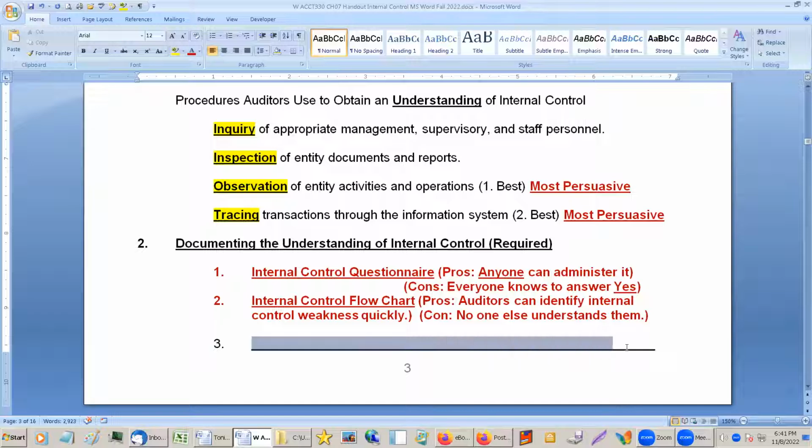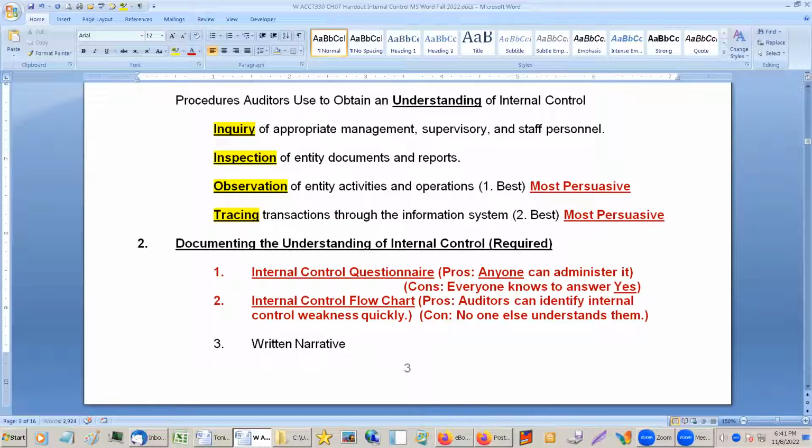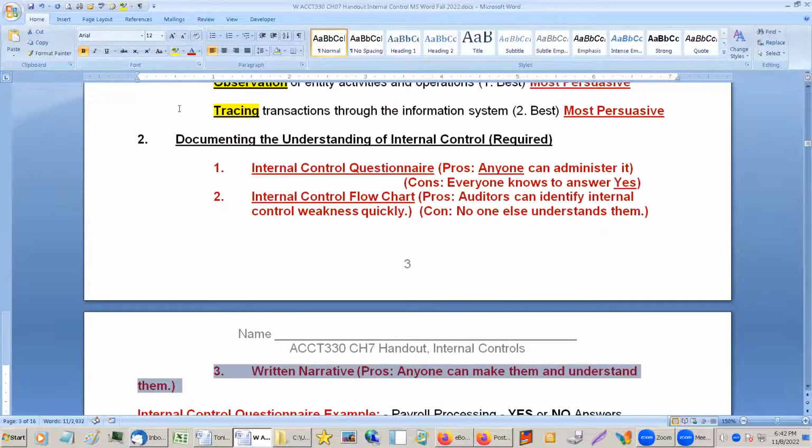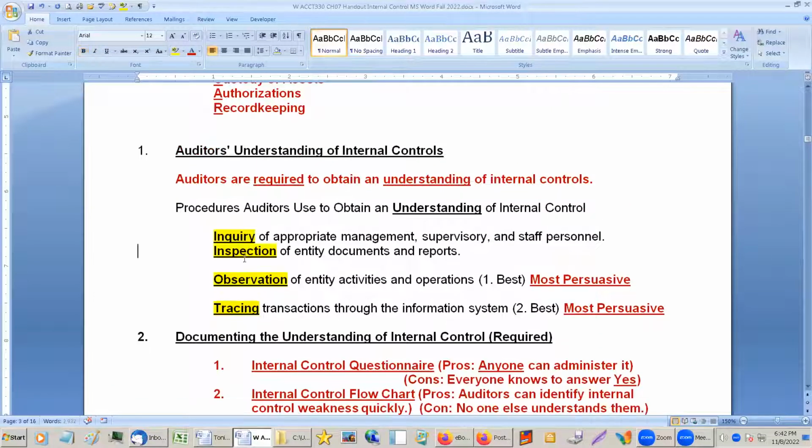Okay. Last way is written narratives. Pros: anyone can make them and understand them.